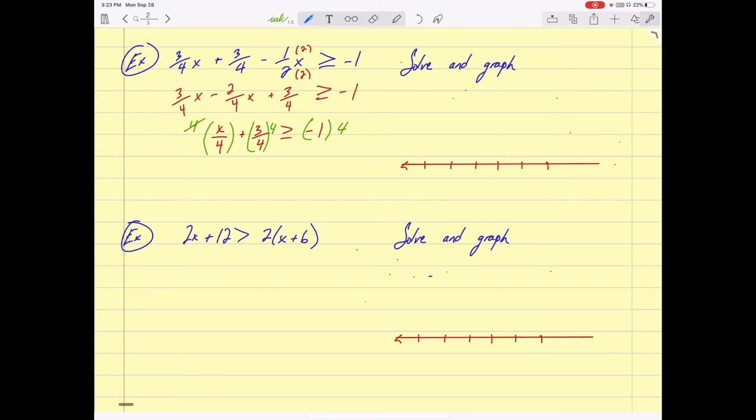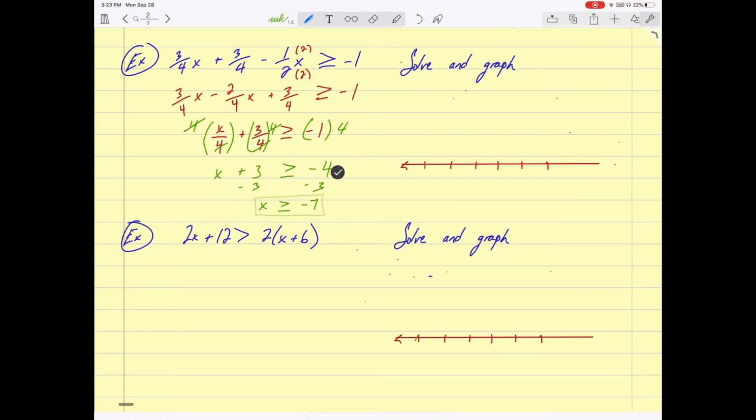So this would give us an x. This gives us 3. And that's greater than or equal to -4. And so we just subtract 3. So x is greater than or equal to -7.